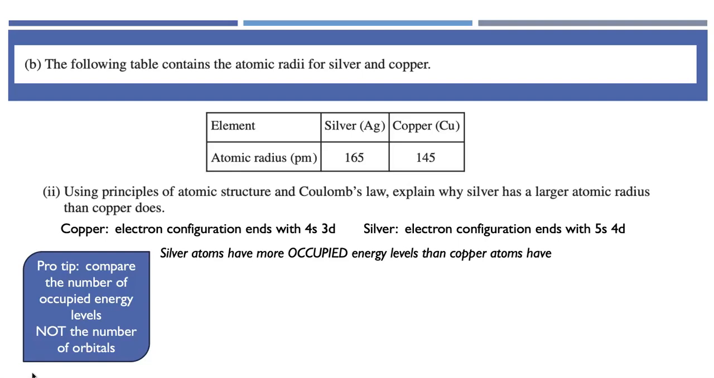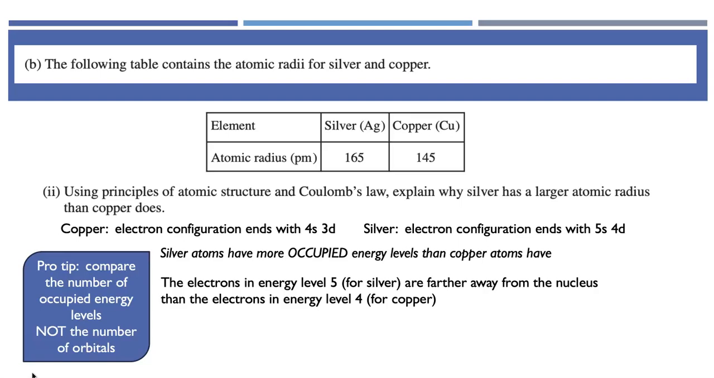It's the number of occupied energy levels that's really the critical piece here. And when they say principles of atomic structure, you're either talking about numbers of occupied energy levels if you're talking about group trends, or if you're looking at a period trend, you're talking about the nuclear charge. That's what you need to focus on. And then Coulomb's law is again about those attractions.